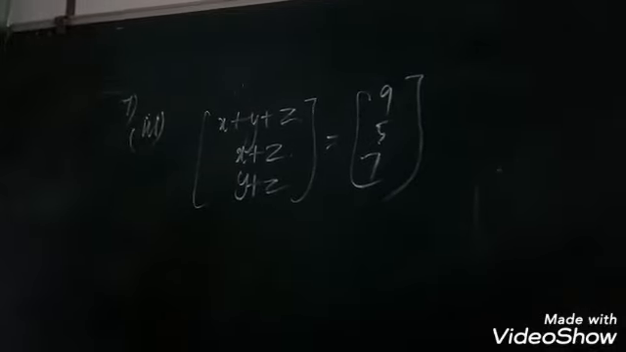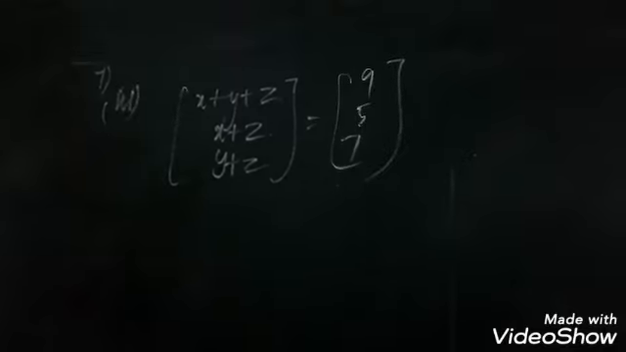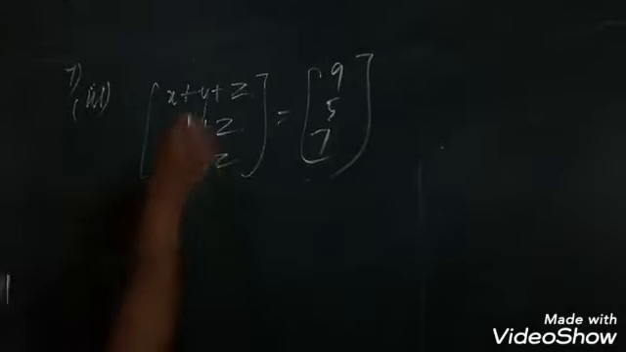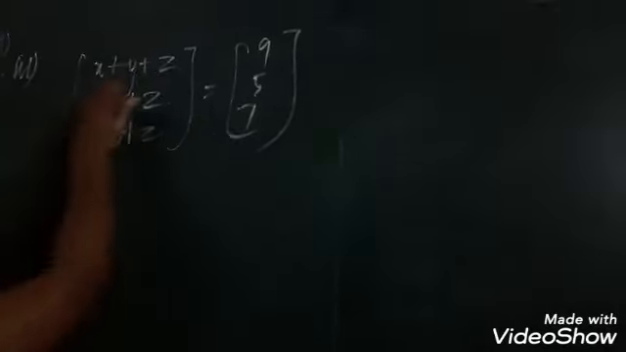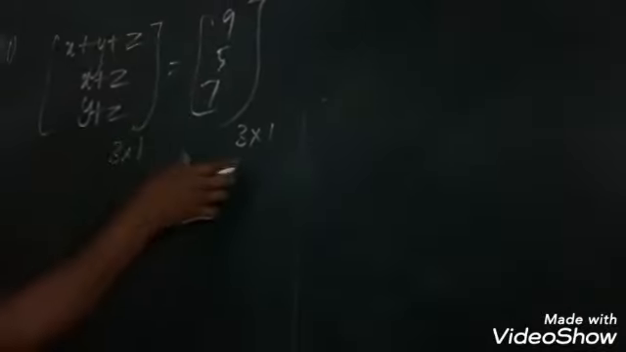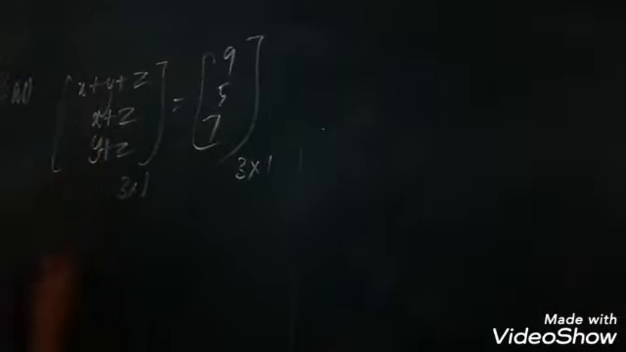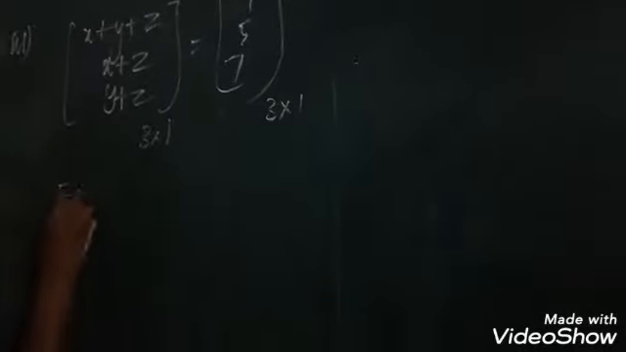The seventh one, third sum: x plus y is the first element, the second element is x plus z, the third one is y plus z. Here the left hand side order is 1, 2, 3. Okay, 3 rows and only one column because of the addition. Girls, the same here also: 3 rows, 1 column. Here if you want to equate, you will get the answers for x, y, z. Now equating the corresponding elements.